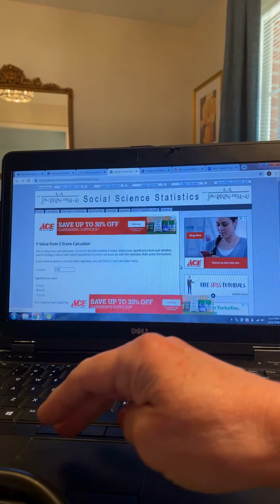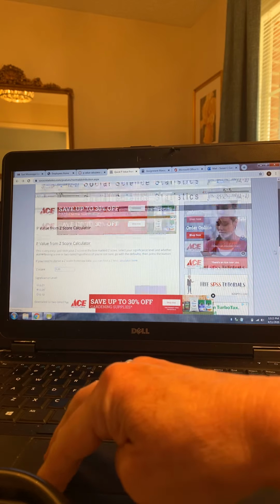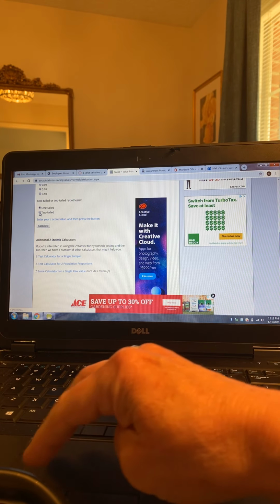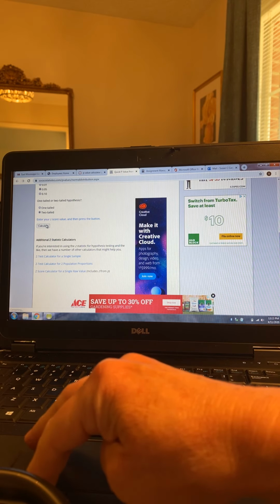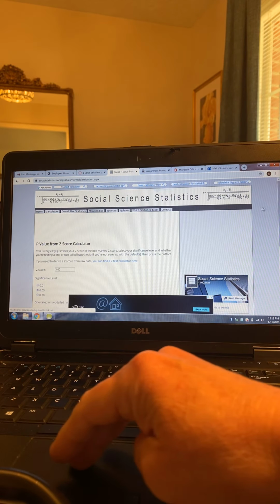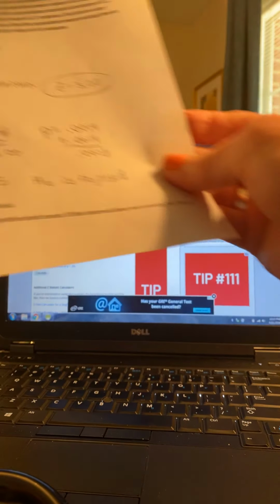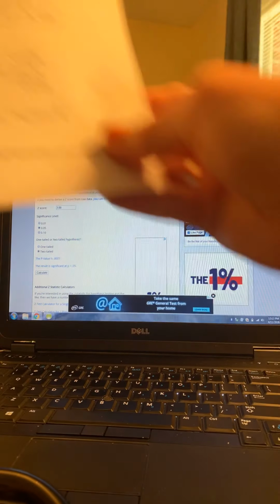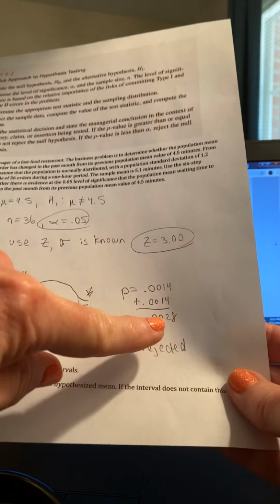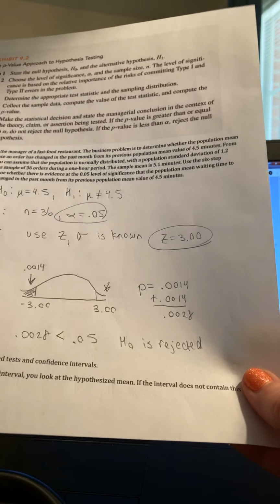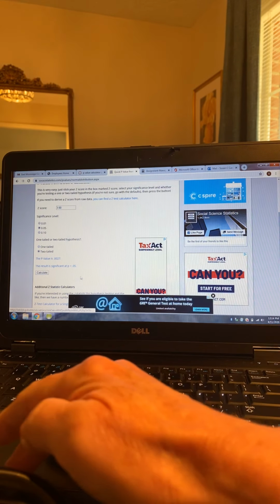And this was also 0.05 level of significance, so I won't change that. It'll always go to one tail, so you need to change it to a two tail. And calculate. And let me scroll down and see what that is. And it got a p-value of 0.0027. Here, when I used the chart, I got 0.0028. So you can see that's very, very close. And since it is low, it would be rejected, so it says the result is significant.